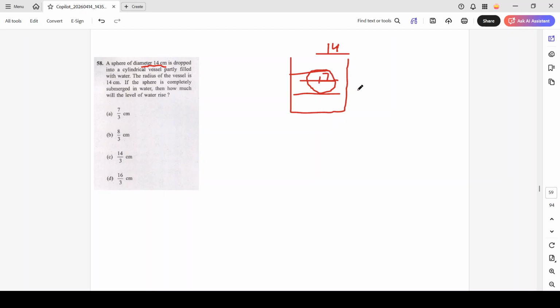If the sphere is completely submerged, then how much will the level of water rise? The rise in the level of water will be equal to the volume of the sphere that is dropped in the cylinder. So first of all, what is the volume of the cylinder? Pi into r square, which is 14 into 14, and we have to find out the height, that means h.